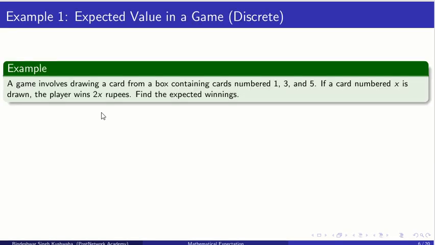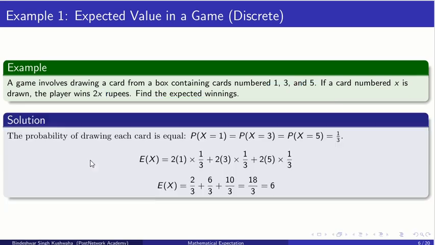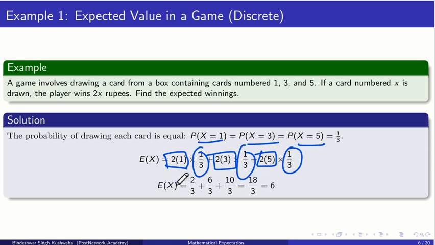Let us see an example. A game involves drawing a card from a box containing cards numbered 1, 3 and 5. If the card numbered X is drawn, the player wins 2 times X rupees. So you will find the expected winnings. Let us see how it is solved. We have the values of x as 1, 3 and 5, and because the winning is 2 times, you will multiply by 2, and thereafter multiply by the corresponding probabilities, and thereafter you will get the expectation, that would be 6. So multiplying the values of the random variable with probability, that is the expectation.